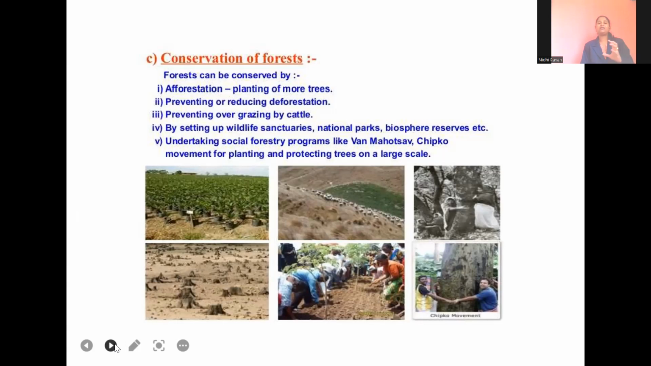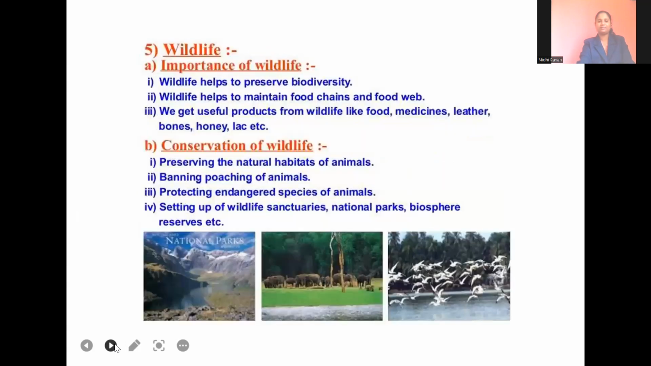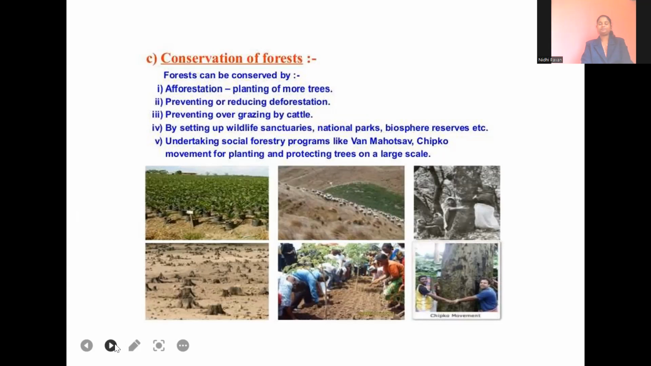Then, by setting up wildlife sanctuaries, national parks, and biosphere reserves, we can conserve that forest. Undertaking forestry programs like Van Mahotsav and the Chipko Movement, we know now. That is the Appiko or Chipko Movement. They hugged the trees while they were being cut. For the movement, planting and protecting the trees on a large scale. So this is how conservation of forest can be done, right?